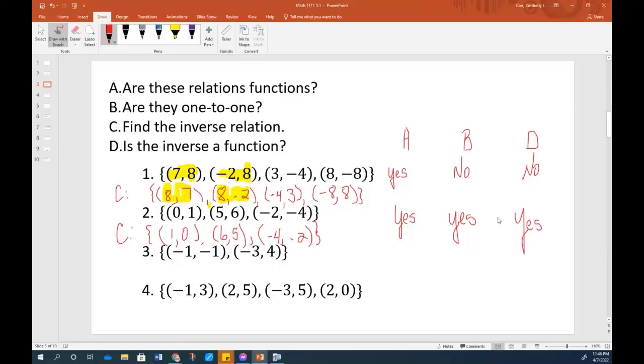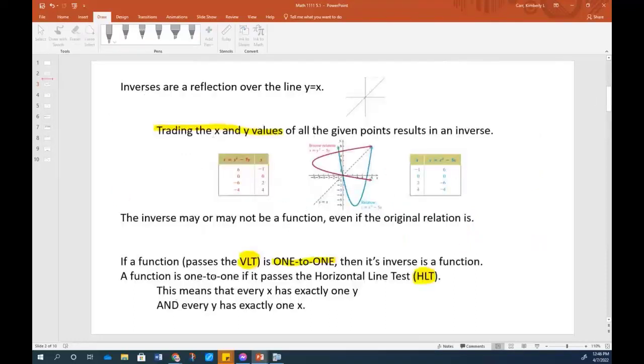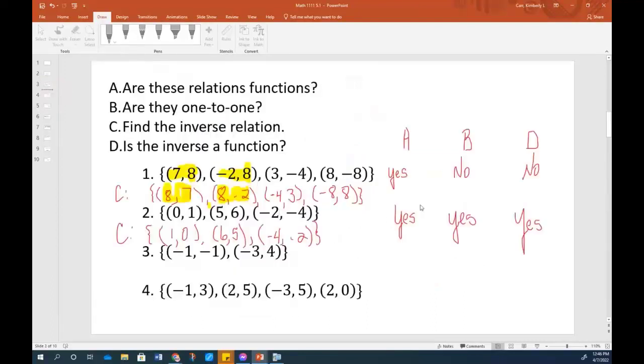Now, how did I know that so quickly? Let me back up to the previous slide for a minute. If a function is one-to-one, then its inverse is a function. So right here, is it one-to-one? No. Is the inverse a function? No. Is it one-to-one? Yes. Is the inverse a function? Yes. Those answers go together.